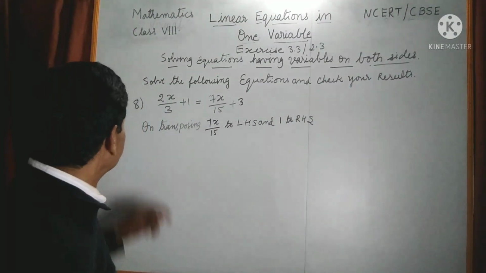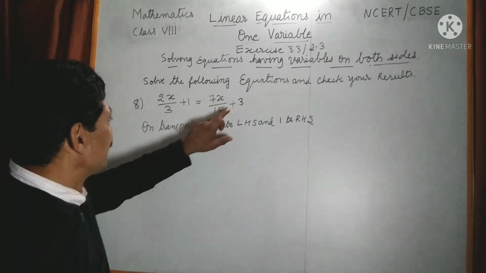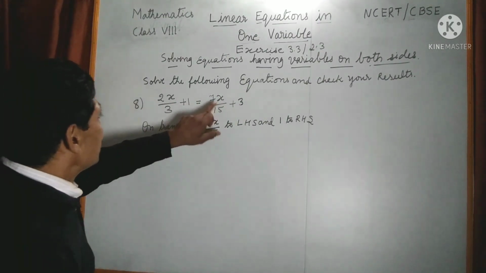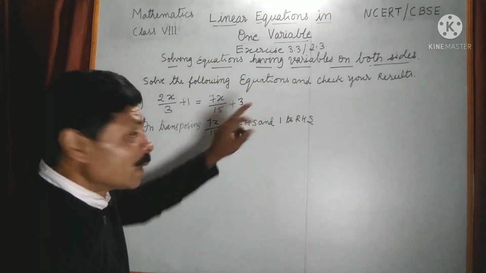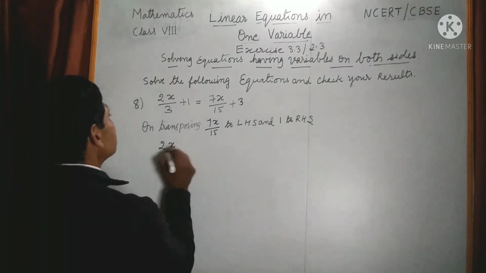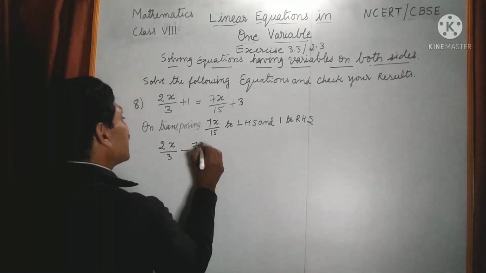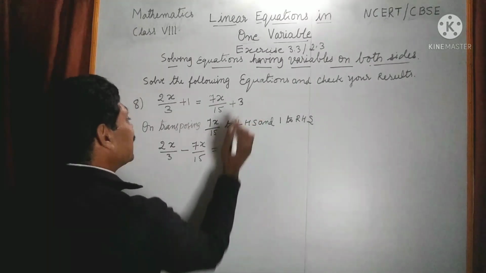Next is question number 8. 2x by 3 plus 1 is equal to 7x by 15 plus 3. On transposing 7x by 15 to left hand side and 1 to right hand side, we get 2x by 3 minus 7x by 15 is equal to 3 minus 1.